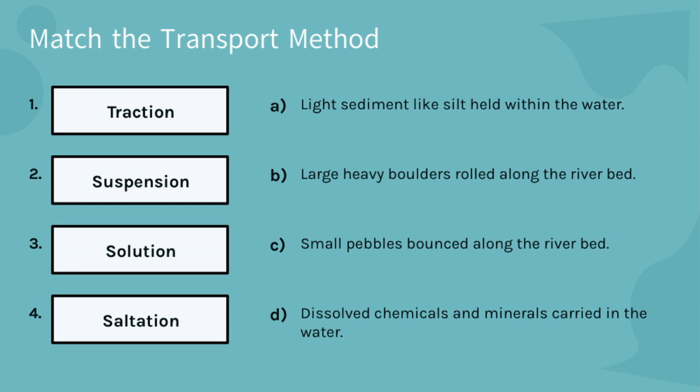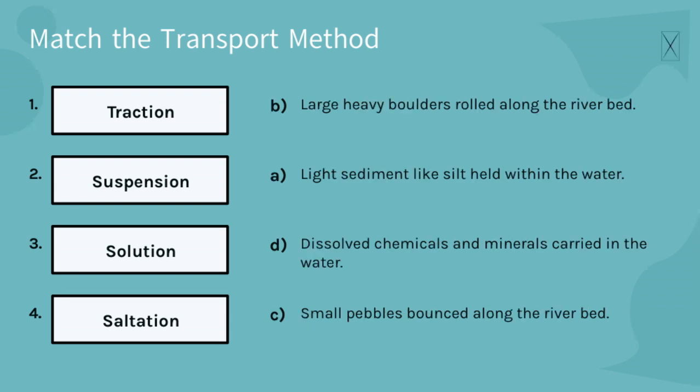Which process moves the largest material? Which process carries material invisibly? Which process makes muddy water? Let's go through the answers. Traction matches with B. Large heavy boulders rolled along the riverbed. Suspension matches with A. Light sediment like silt held within the water. Solution matches with D. Dissolved chemicals and minerals carried in the water. Saltation matches with C. Small pebbles bounced along the riverbed.